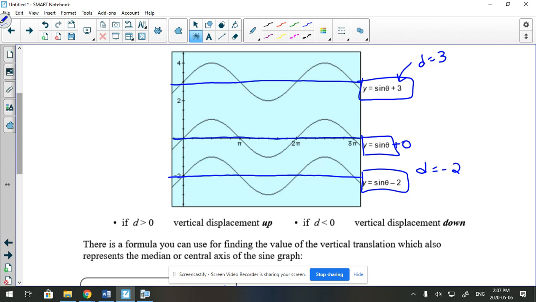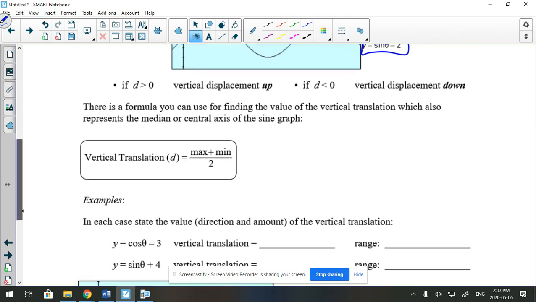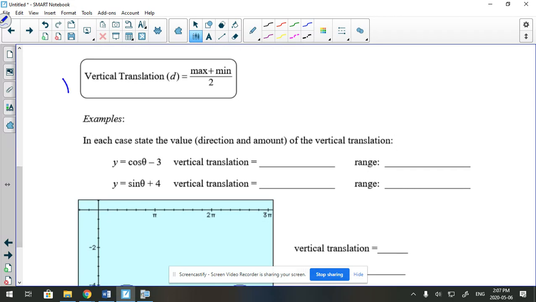Okay, so let's look at an example down here. Again, vertical displacement or vertical translation, if you have the graph, sometimes you can just read it right off of there. But if that's not easy for you, you can also take your maximum value plus your minimum value on the graph and divide by 2, and that'll give you your vertical translation. So looking at this one here, this is my D value, it's -3, which means I'm shifting that midline 3 down, sliding it 3 units down.